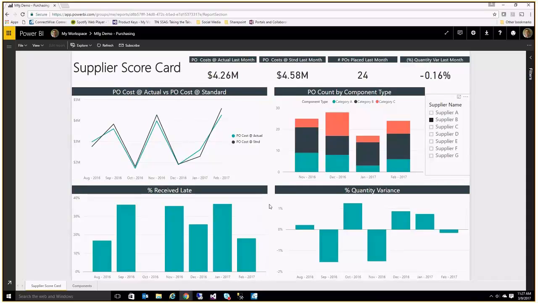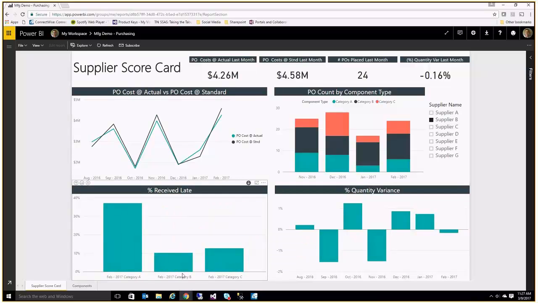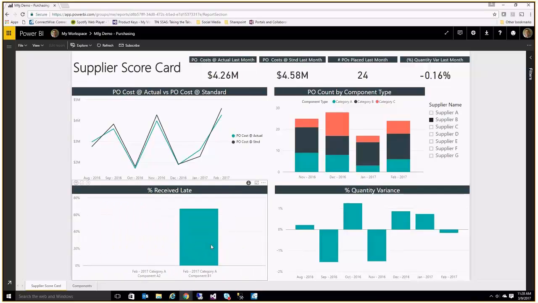Then down below, a couple fun KPIs, like your percent received late. For a supplier, you can see how they are performing on delivering what they said they're going to deliver on time, which is important to know. We can even drill down deeper: for February, they were almost 40% late for this category A, so this certain type of item. And we can go further and see the percent they received late for a specific component, so we can go very in-depth with all of that.